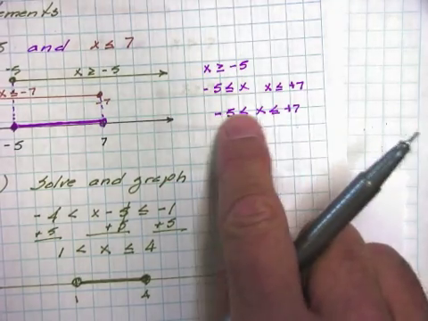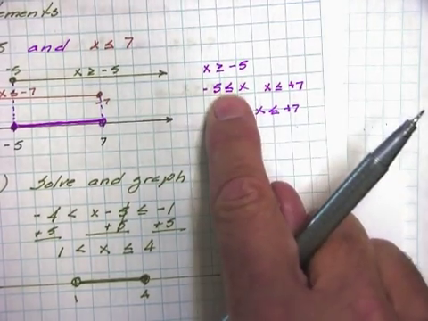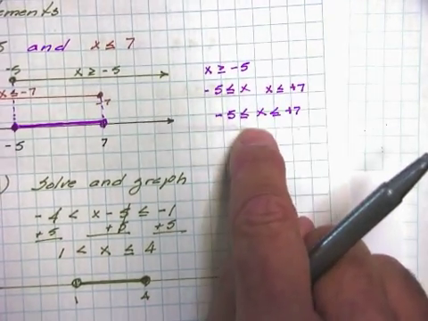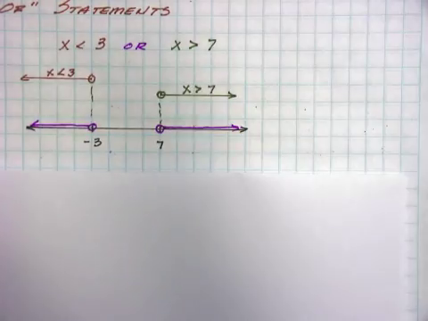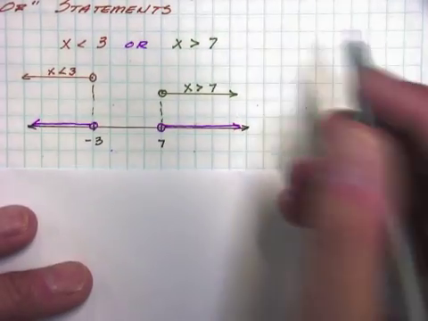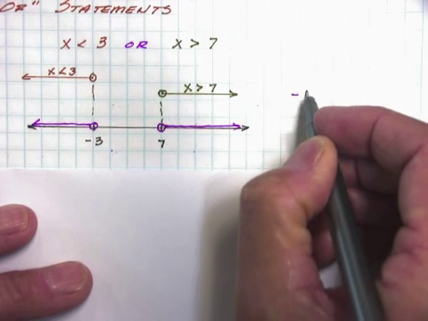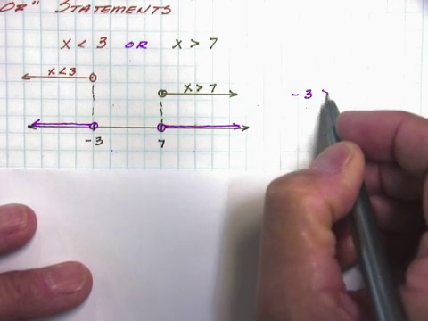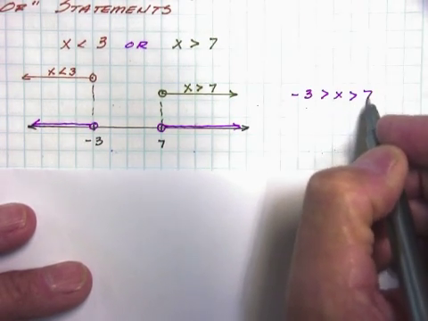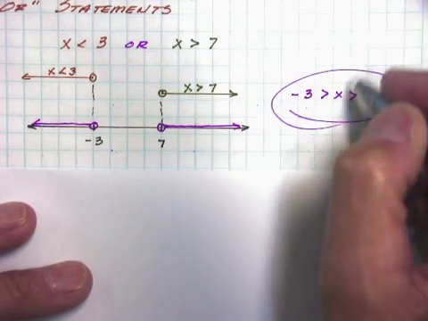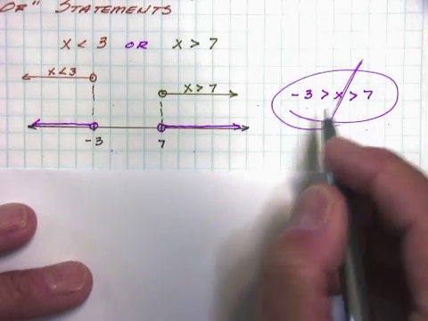Anything in the magenta area meets this because it only has to meet one of those conditions, not both. Now I do have to tell you something here. Where we did the and statements, we were able to combine them into a single statement. We don't do that with or statements.